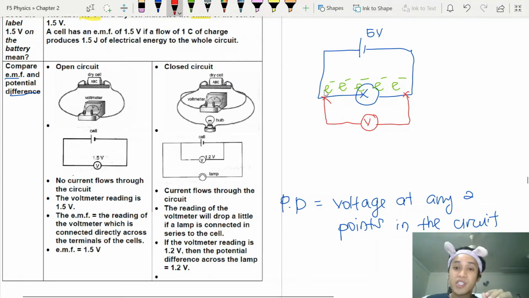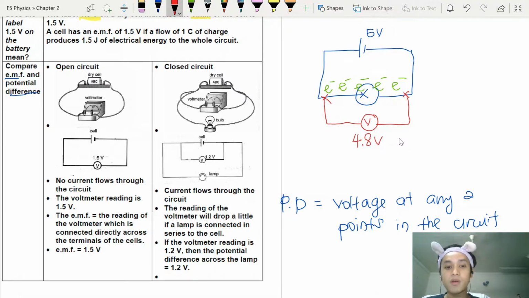Because the voltage given will always be slightly lower than your EMF. So maybe when you measure the potential difference here it is only 4.8 volts. But why? Here is the question. When they travel from here to here, I have 5 volts, but why suddenly does it decrease to 4.8 volts? Where is the other 0.2 volts? Why is it missing? This is where we need to consider the internal resistance of the battery.